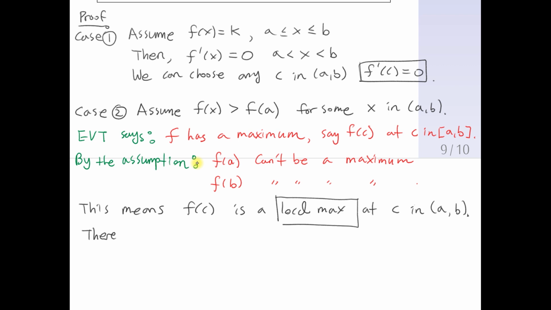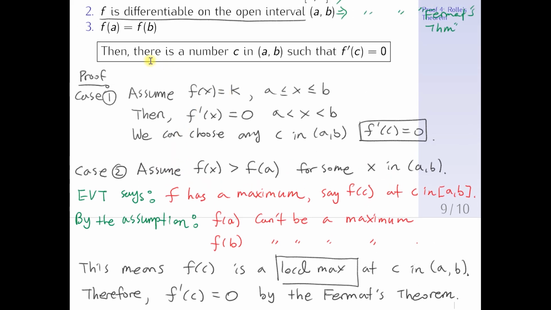Therefore, f prime of c is equal to 0 by Fermat's theorem. And this is exactly what we wanted to prove, because then there is a number c in between a and b such that f prime of c is equal to 0.